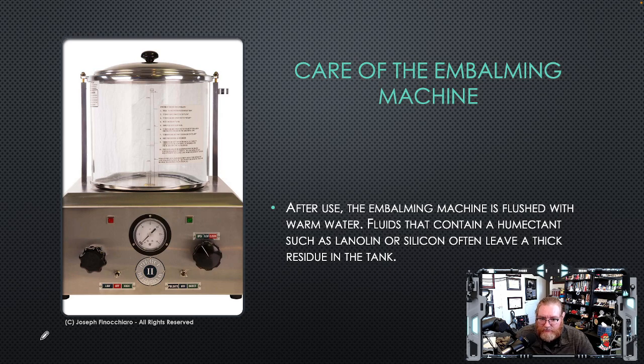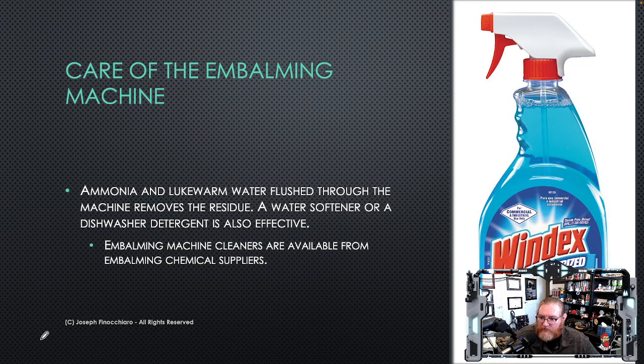After use, the embalming machine is flushed with warm water. Fluids that contain a humectant such as lanolin or silicone often leave a thick residue in the tank. Ammonia and lukewarm water flushed through the machine removes the residue. A water softener or a dishwasher detergent is also effective. Fancy way of saying Dawn dishwashing detergent, the plain blue stuff, works wonders here.